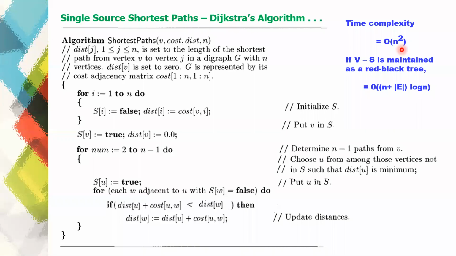But you can reduce the time complexity of Dijkstra's algorithm to (n plus e) log n. This reduction is possible if you maintain V minus S in the form of a red-black tree. Here I am maintaining it in the form of an array. Instead, if you maintain this V minus S data in the form of a red-black tree, then you can reduce the time complexity to (n plus e) log n, where n is the number of vertices and e is the number of edges.